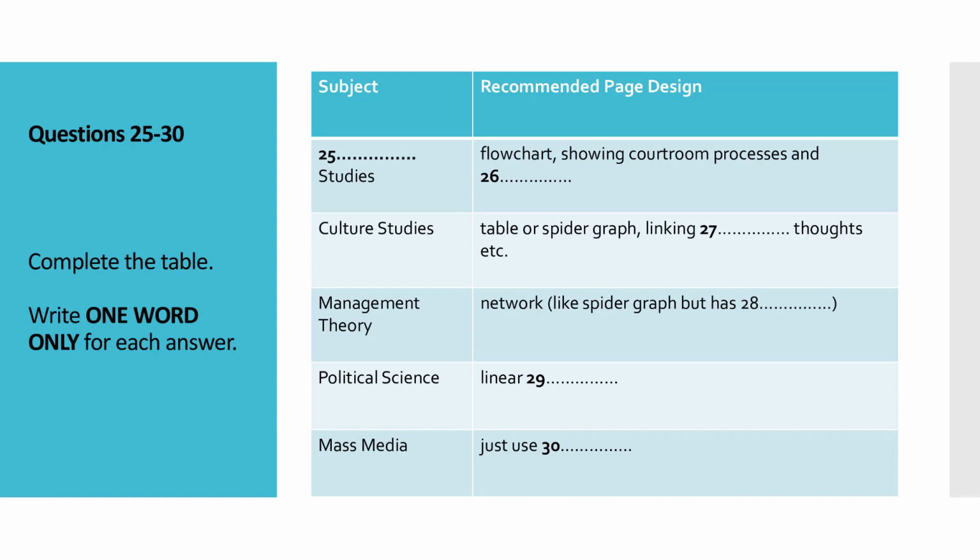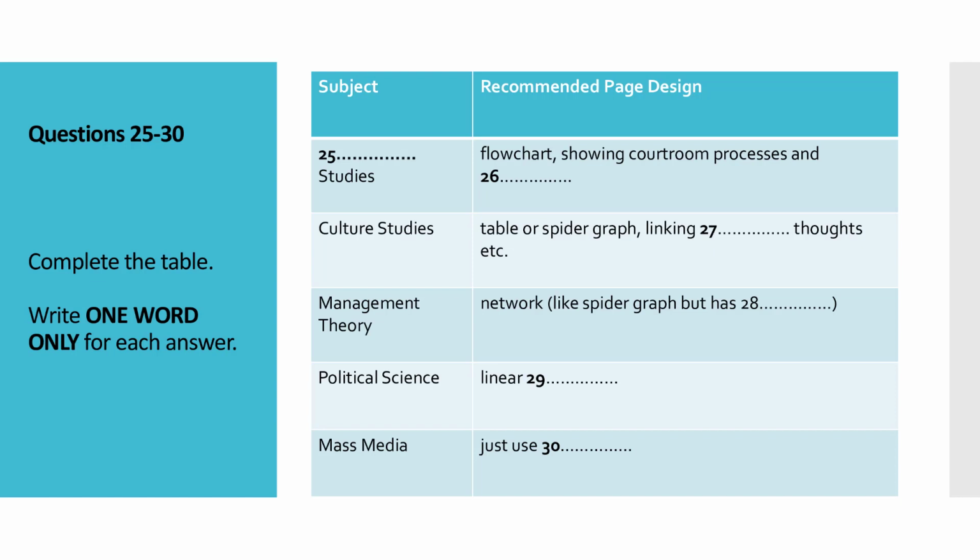How would you approach that? The same as with culture studies. I'd use a network, which is basically the same as a spider graph, linking thoughts, although this time there are directions involved. It is this element that makes it different, the fact that the thoughts go one way and not the other. Okay, has directions.